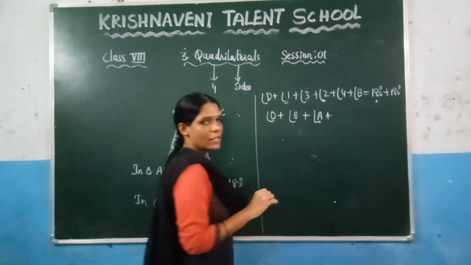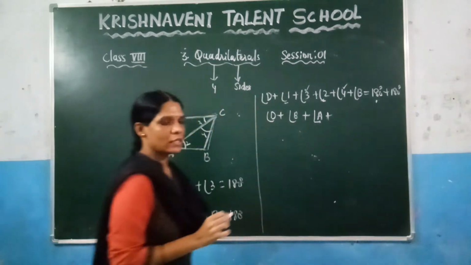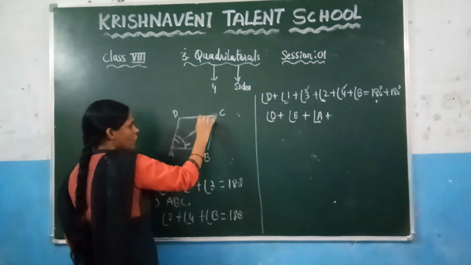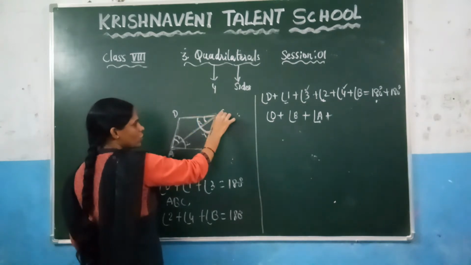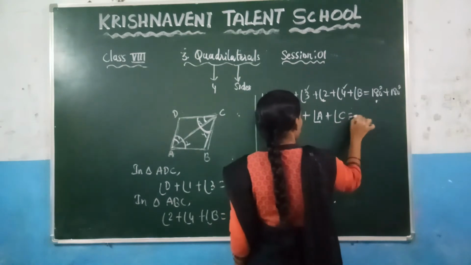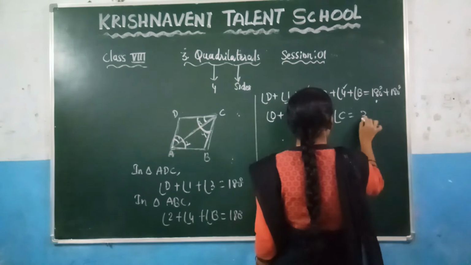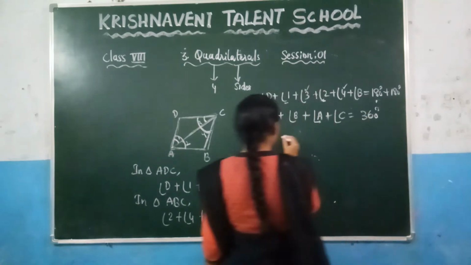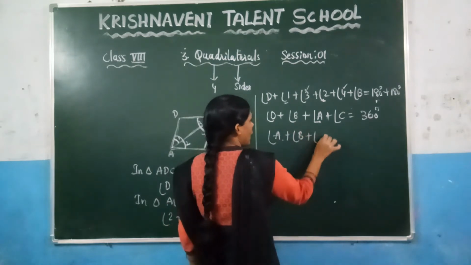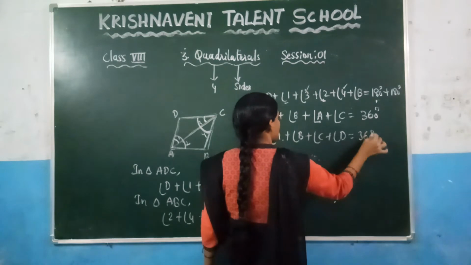Now what is left out here is angle 3 plus angle 4. Now check what is angle 3 plus angle 4? This is angle 3 and this is angle 4. If you add, you will get the total angle, which is angle C. So write it here, angle C. What is the value of 180 plus 180? You know that it is 360. Now write it in the proper order. So write angle A plus angle B plus angle C plus angle D, which gives you 360.